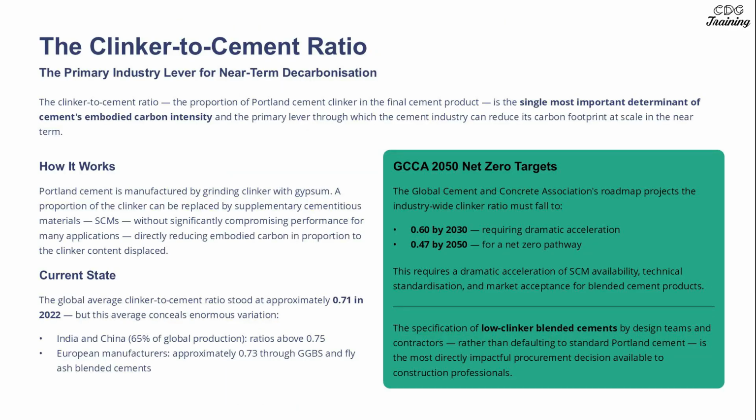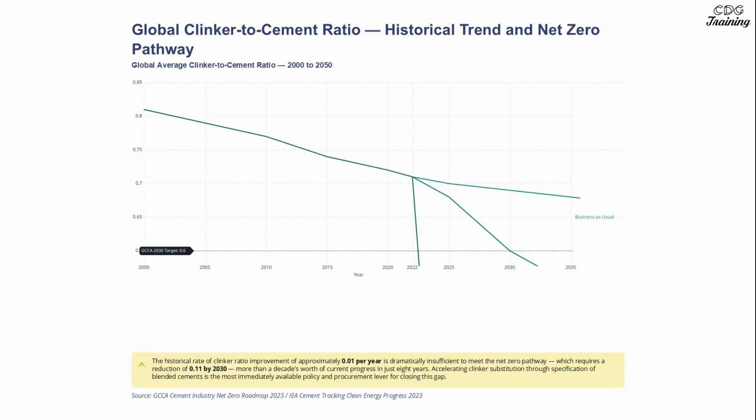The clinker-to-cement ratio is a critical factor in reducing cement's carbon footprint. By increasing the use of supplementary cementitious materials, the industry can significantly lower emissions and move towards net zero targets. Improving the clinker-to-cement ratio by just 0.01 per year can significantly impact emissions. This requires a shift towards using more supplementary materials and innovative production techniques.